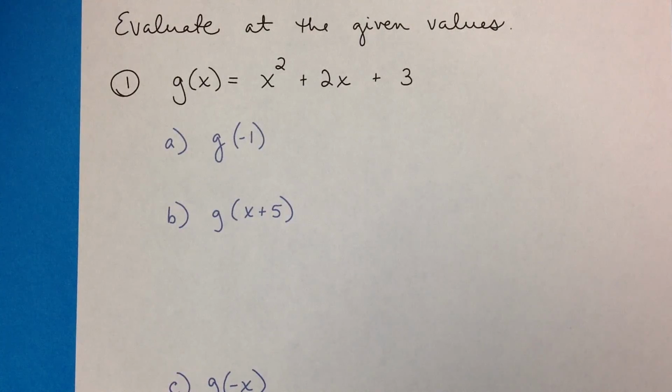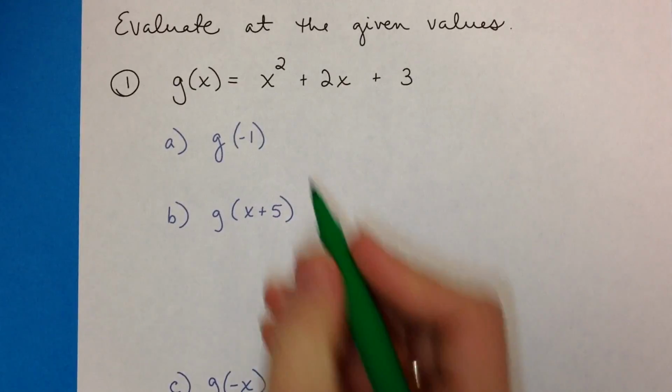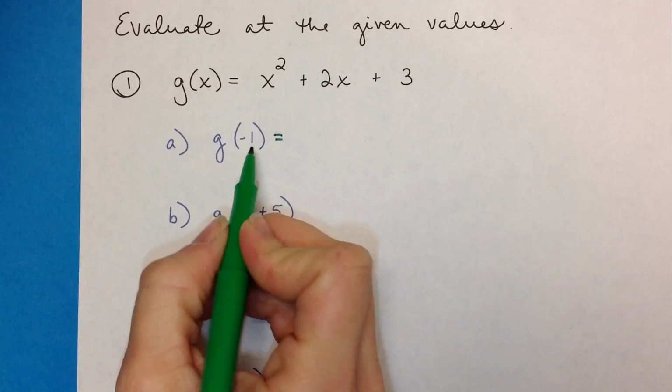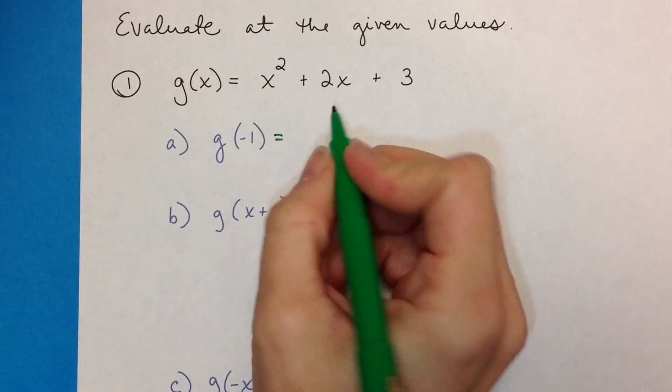Alright, now we're going to look at evaluating functions. The function that's given to you here is g of x equals x squared plus 2x plus 3. Part A is asking you just to evaluate it at -1. Again, this is something that you've done before. It's just as simple as taking this value and substituting it in.